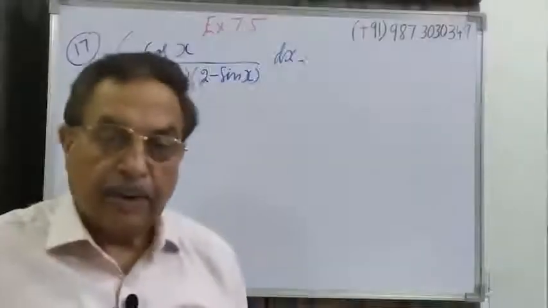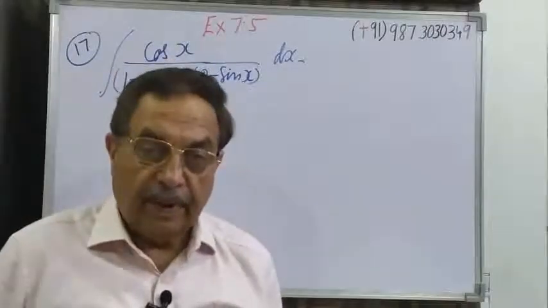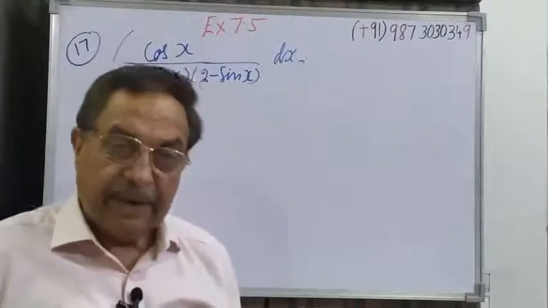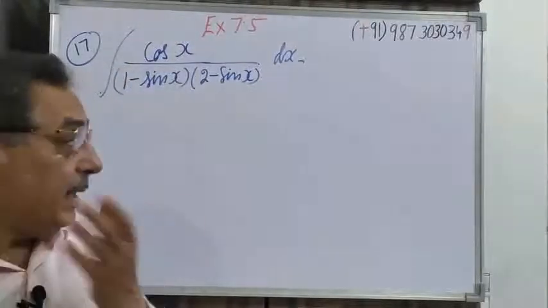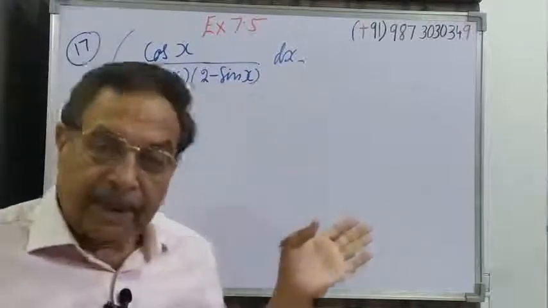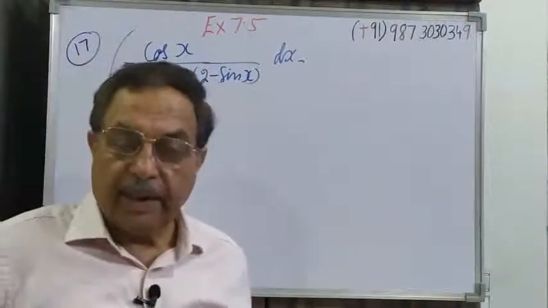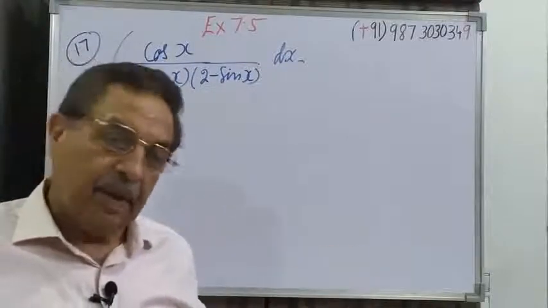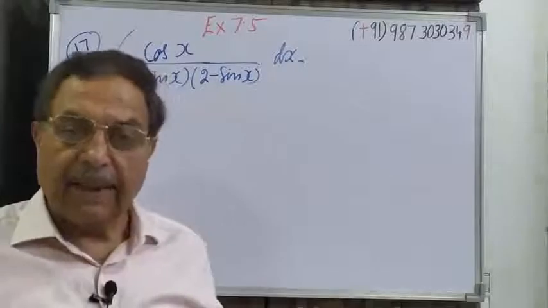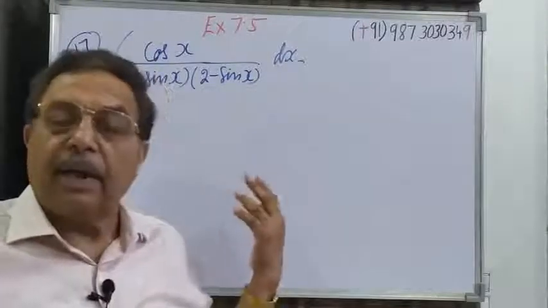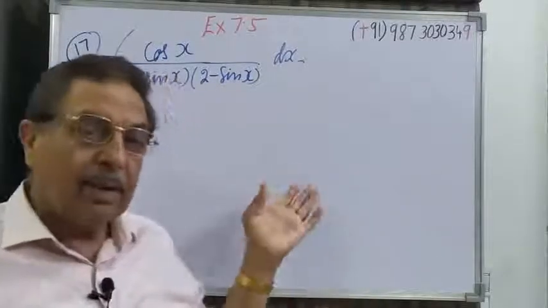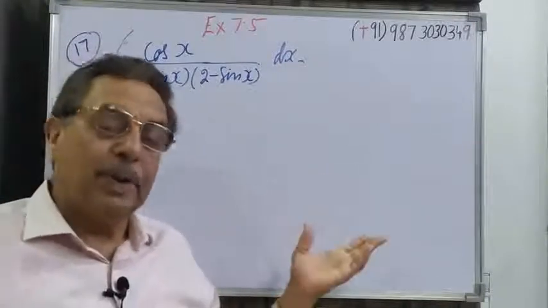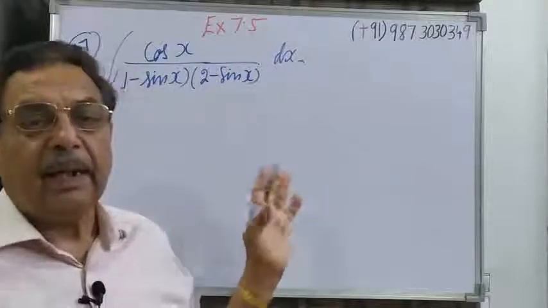Now the next important question will be from exercise 7.5, that is question number 17. Now just observe, it contains the trigonometric terms, while right from the beginning of 7.5 we are doing the algebraic terms. So now to straightaway resolve the trigonometric term into partial fractions is not an easy job. So what we'll do, we'll convert it into algebraic terms.